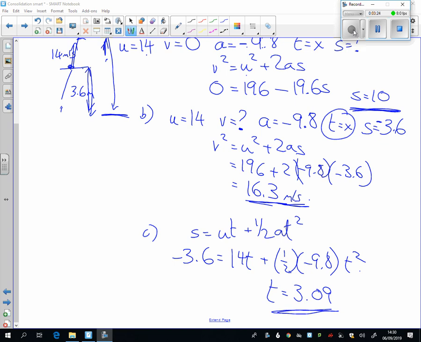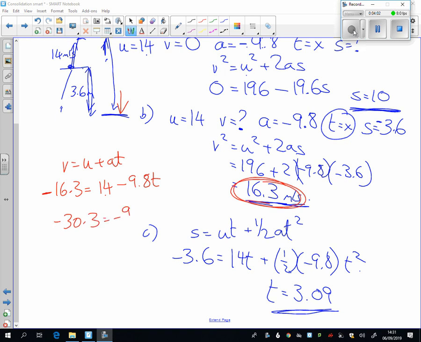So you get that. I did see someone doing a different formula here and trying to do it v equals u plus at and using this as the v. And they thought they could do that bit there, and it ends up giving them a different answer. And the reason for that is there's a sign error, that this 16.3 at that point is going downwards, so that would need to be minus 16.3 there. And if you then do the minus 16.3, take away the 14, so you get minus 30.3 equals minus 9.8t, and divide, you would then get the same answer.